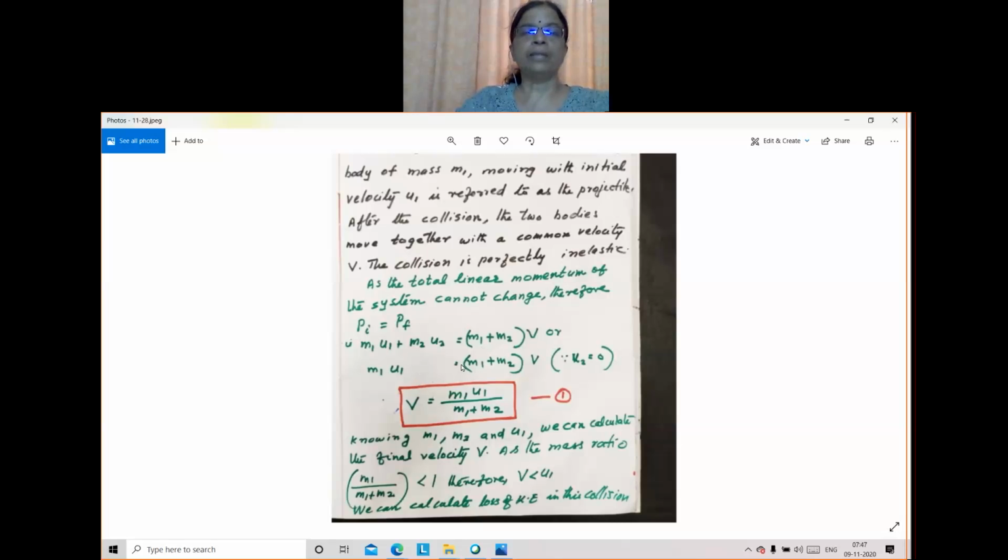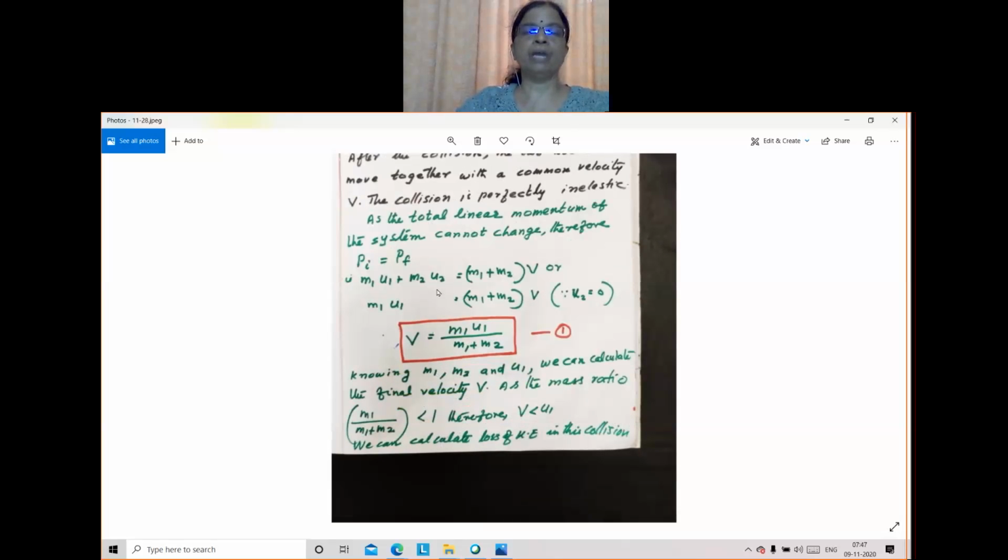Here u2 is 0. We have already said the wooden block is at rest and the arrow is hitting it, so its velocity is 0. This term becomes 0. So m1 u1 is equal to m1 plus m2 into v. Understood? Therefore we can calculate the common velocity: v equals m1 u1 by m1 plus m2.